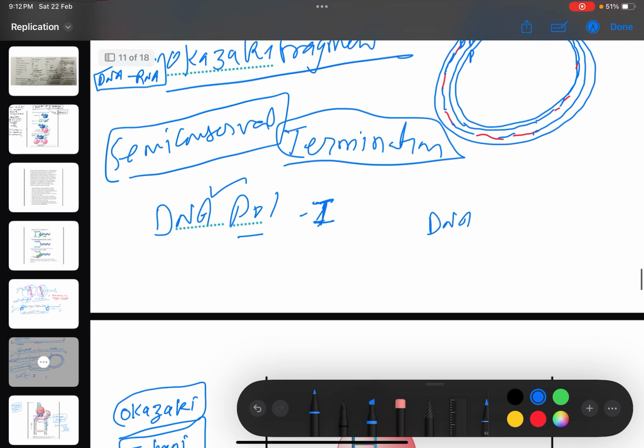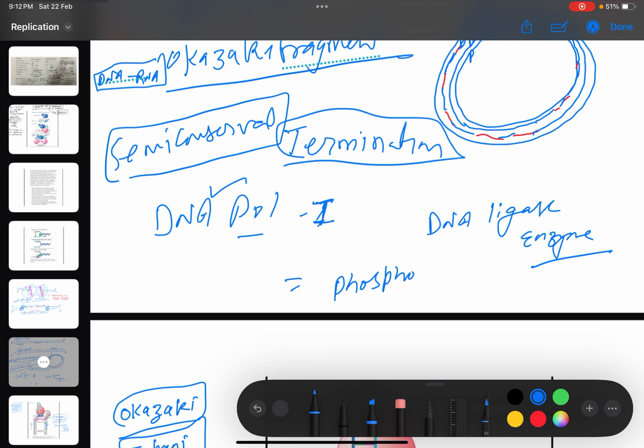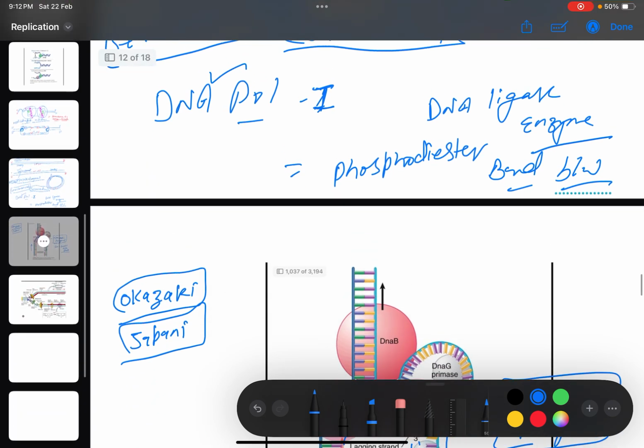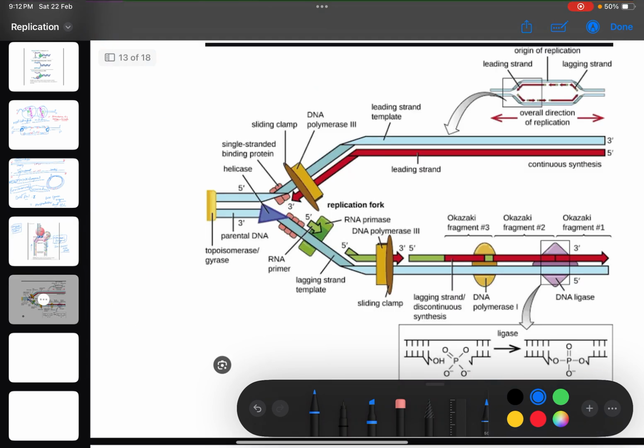ligase. DNA ligase enzyme ligates by making the phosphodiester bond between the forward and backward nucleotides. That is the termination. So this is the whole diagram which shows the DNA replication in a single diagram.